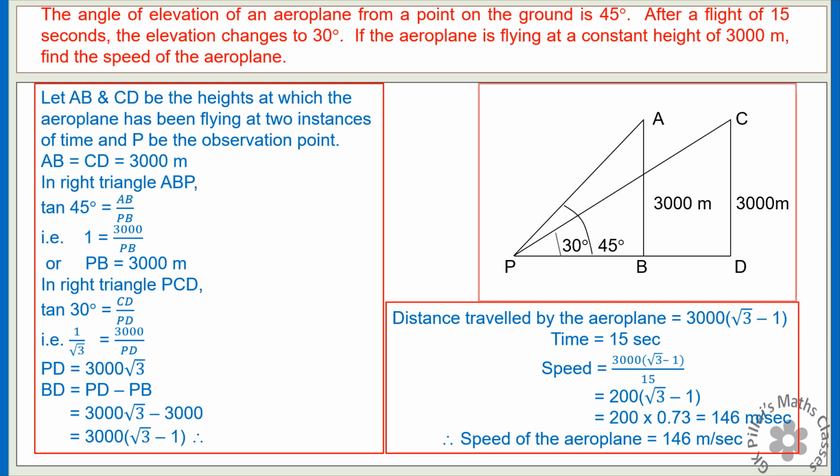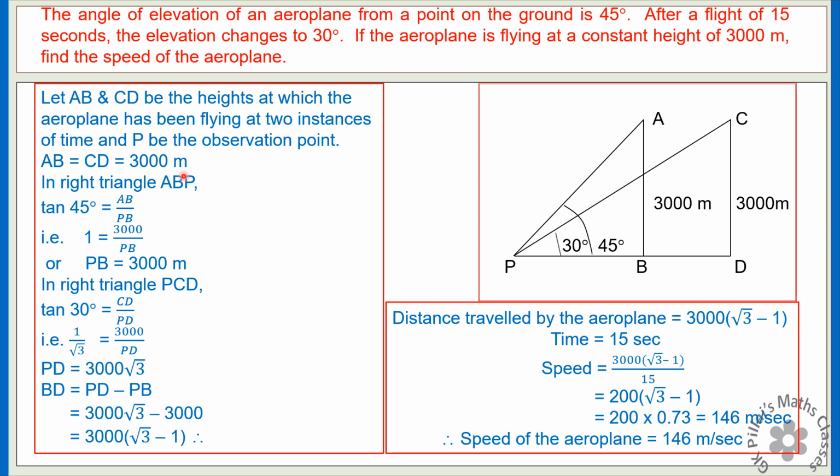In this particular sum, this is an important sum. The angle of elevation of an aeroplane from a point on the ground is 45 degrees. From this point, the angle of elevation of an aeroplane located at this place is 45 degrees. After some time, after 15 seconds, the aeroplane is located at this point. Now the aeroplane has been flying at a constant height of 3000 meter. Here, you have to find the speed of the aeroplane. If you can find this distance, that divided by 15 will give you the speed of the aeroplane.